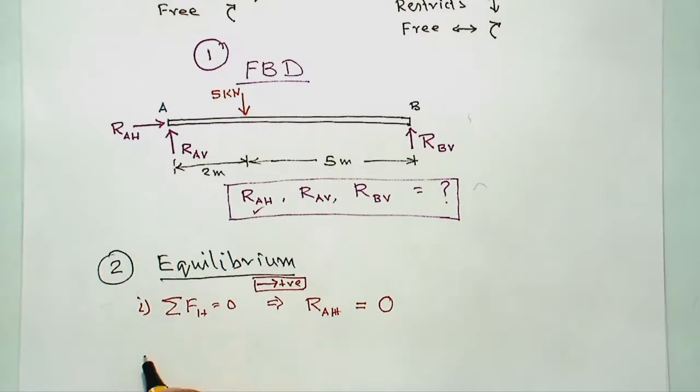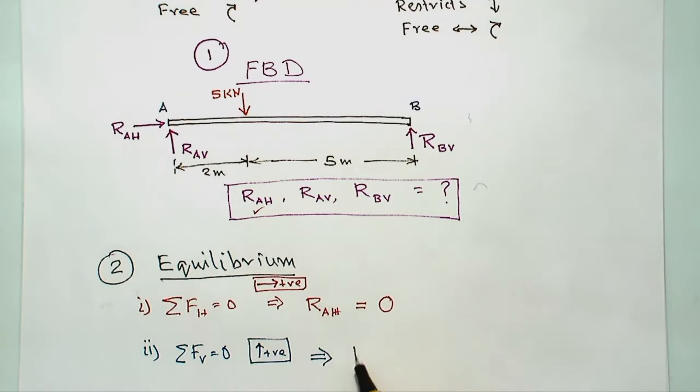Second one, I can do in 2 ways. I can go directly to moment, or I can do summation of vertical forces equal to 0. So either of these two is possible. Now let's stay with what you already know possibly. So summation of vertical forces 0, and in this case, I will take upward force as positive.